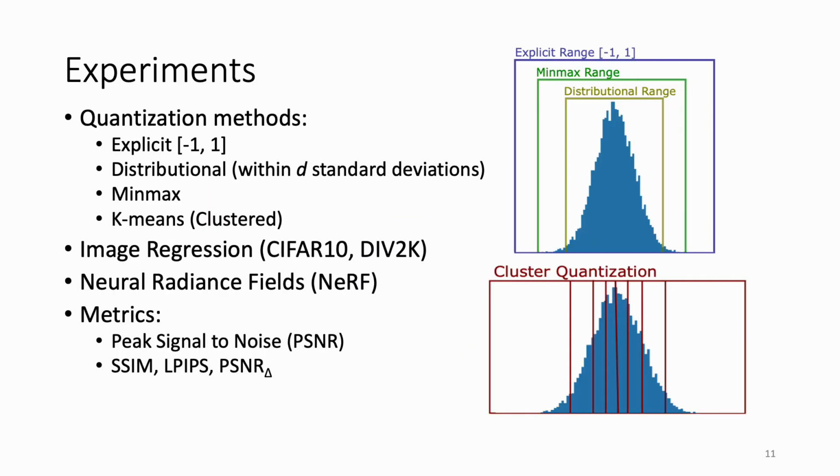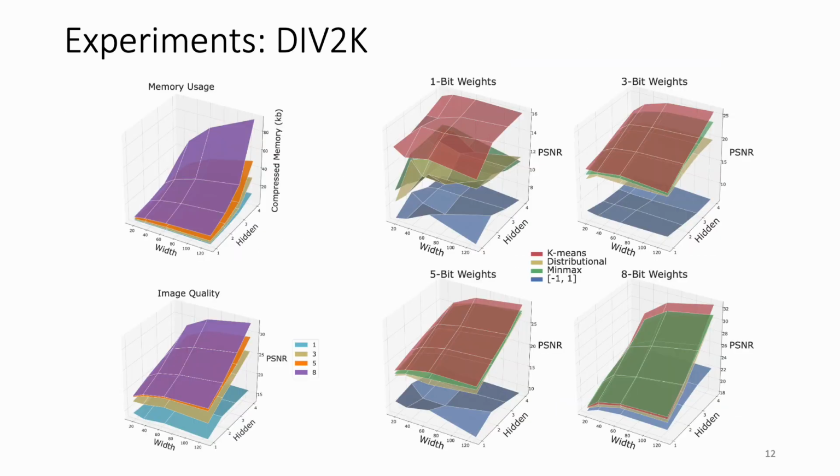We compare our approach to a variety of quantization methods observed in the literature and demonstrate its applicability on a variety of image regression and neural radiance field compression tasks. What we find is that an adaptive cluster quantization strategy outperforms other quantization approaches at low bits per weight. At high bits per weight, there is a diminishing marginal return.